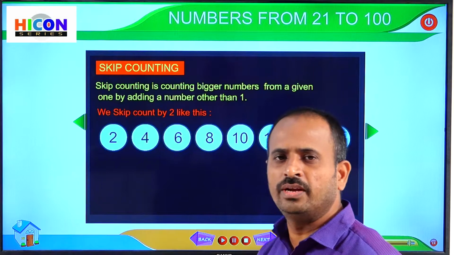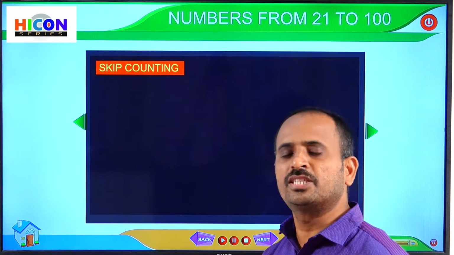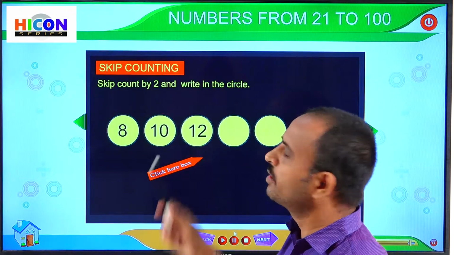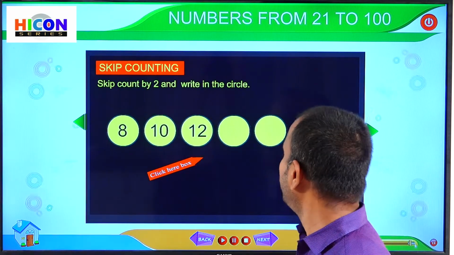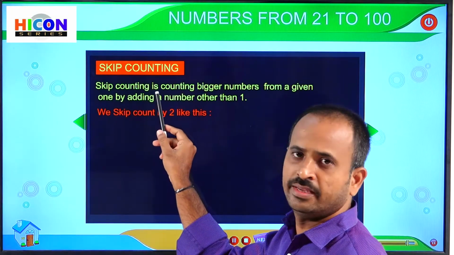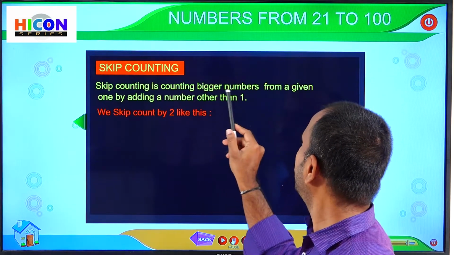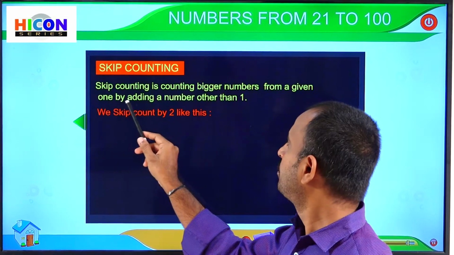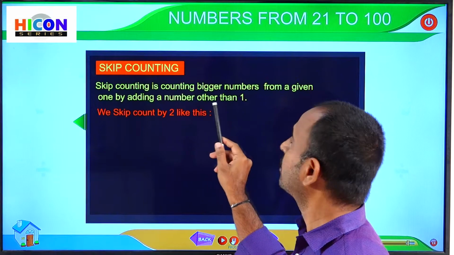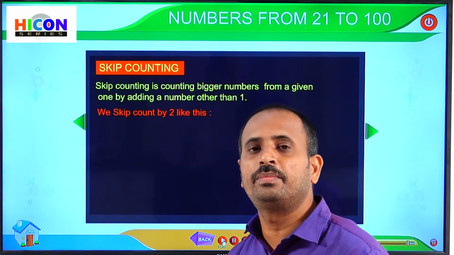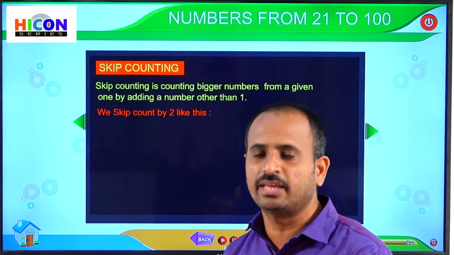Continuous counting means we can count the numbers one by one without skipping. So what is the meaning of skip counting? Skip counting is counting bigger numbers from a given one by adding a number other than 1. Children, generally we count the numbers just by adding 1 to the given number.